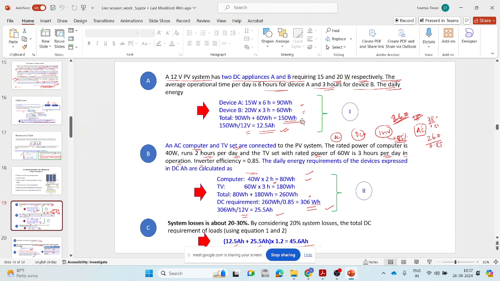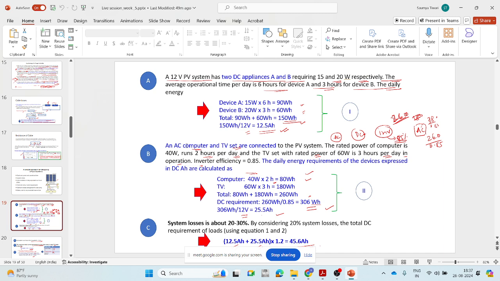So the daily energy requirement will be this, and you have a 12-volt PV system. So what is the current requirement from the PV system? You divide this energy requirement by the rated voltage of the PV system, and you get the current, 12.5 ampere hour.